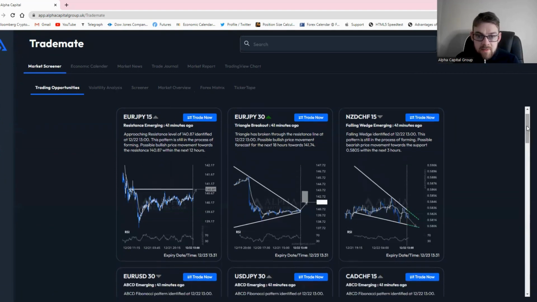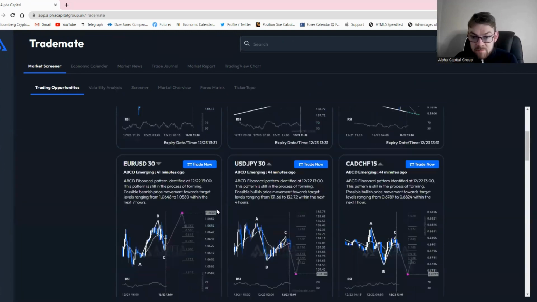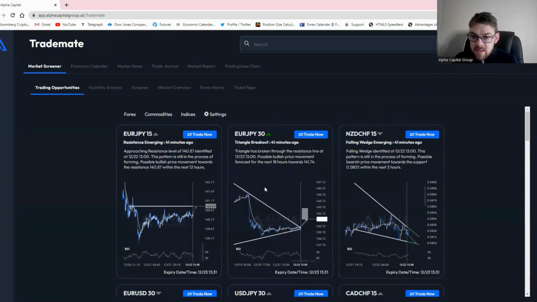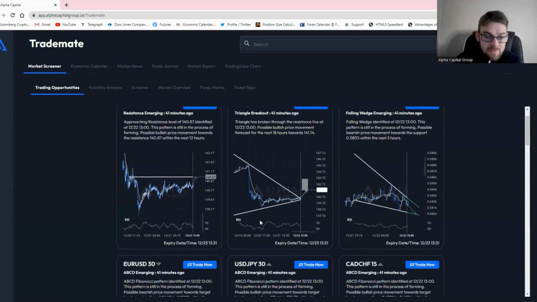So in here, the trading opportunities breaks down different scenarios and different pieces of information regarding each of these different pairs. You can see them here randomized: different setups, different patterns, different structures that are emerging on these pairs, and then being able to take advantage of them as well.